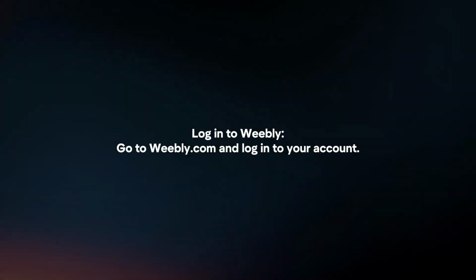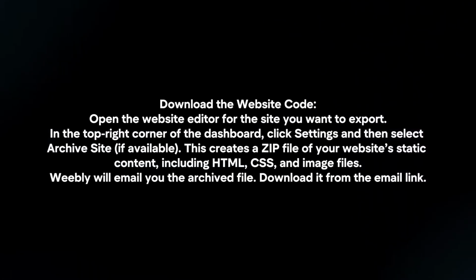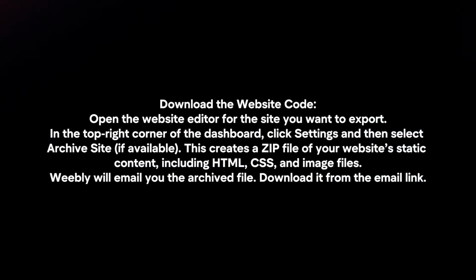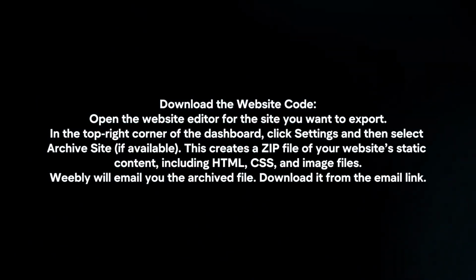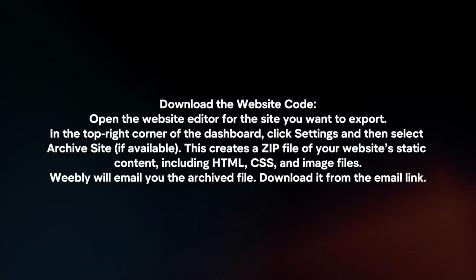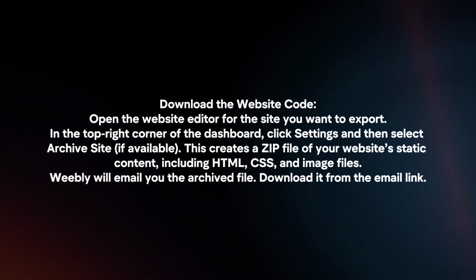Log into Weebly. Go to weebly.com and log into your account. Download the website code. Open the website editor for the site you want to export. In the top right corner of the dashboard, click Settings and then select Archive Site.